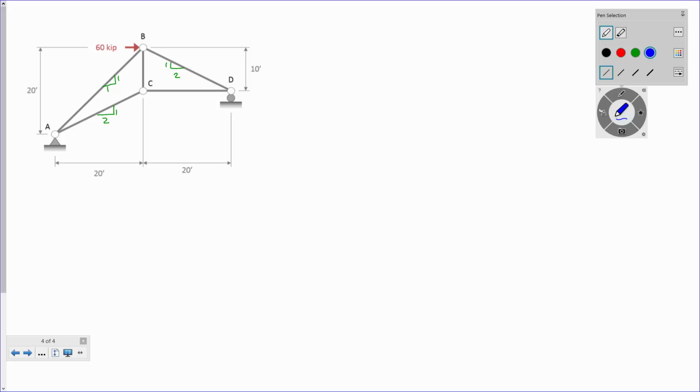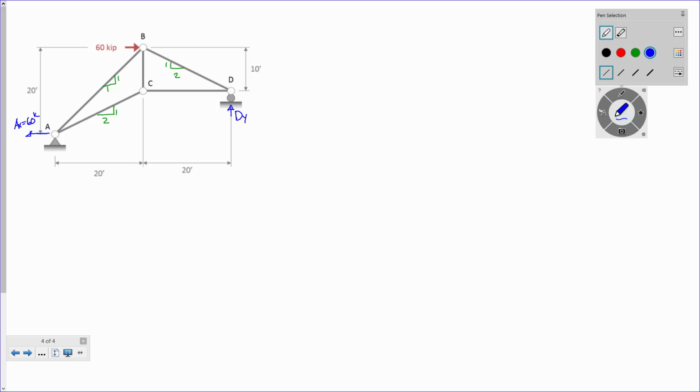Let's also pick some directions for our support reactions. So, I don't know, D, what do you want to say, acting upwards? You want to assume down? It doesn't matter. Okay, what about AX? Should it go to the right or to the left? It should go to the left, because if 60 kips is going to the right, I can just look at that and say it's 60 kips going to the left, right?